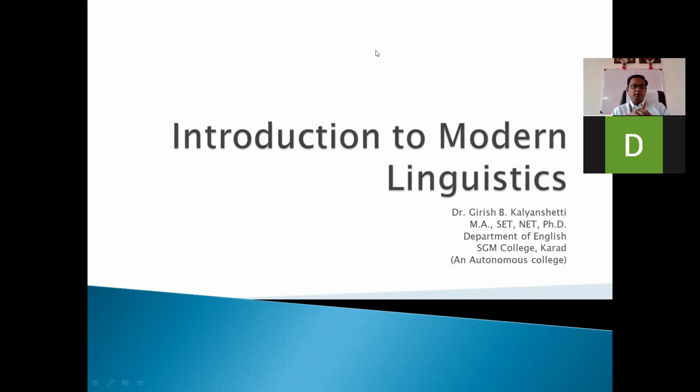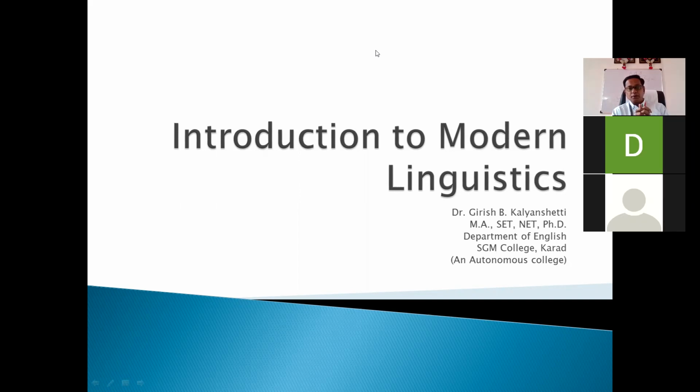So when we are dealing with this paper, that is Introduction to Modern Linguistics, it is important that we be familiar with some of the prerequisite essentials, so that those things will help us in understanding things better. And that's why today I'll be talking about this linguistics, how we are going to deal with this paper, what modules are going to be there for you, and how we are going to get some understanding about modern linguistics.